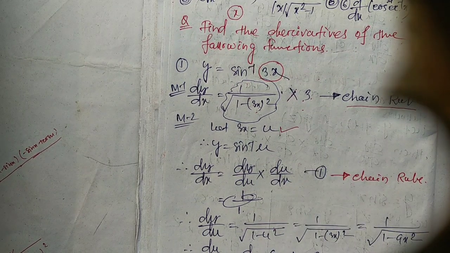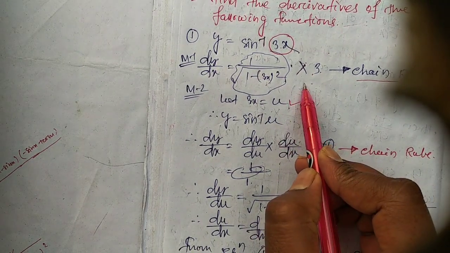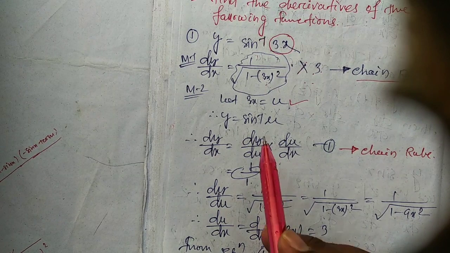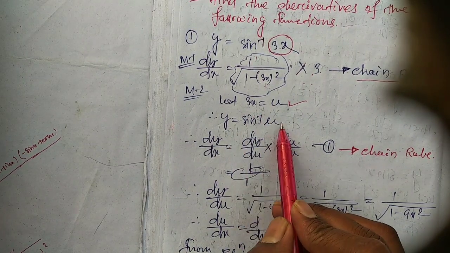So clarify all your doubts on chain rule. One more, in method 2, here I solved in a direct approach. You can solve in this way: let 3x is equal to u. So the initial function will be sine inverse u.